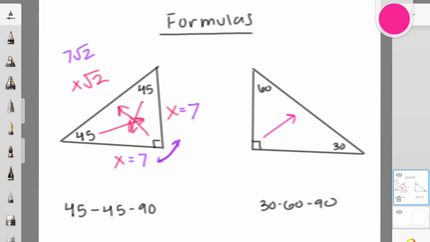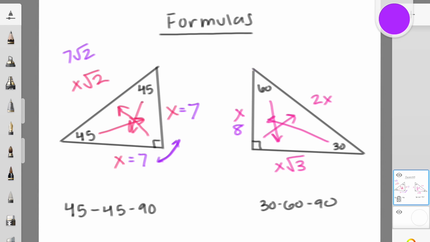Now let's take a look at the 30, 60, 90 triangles. Across the 90 is 2 times x, across 30 is x, and lastly, the side across from 60 is x square root of 3. Since none of the angles are equal, the sides are never going to be the same lengths. Say the side across 30 is 8.